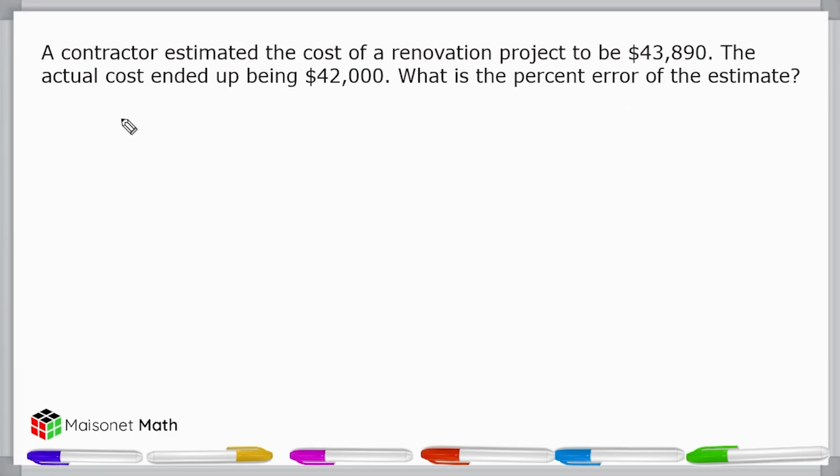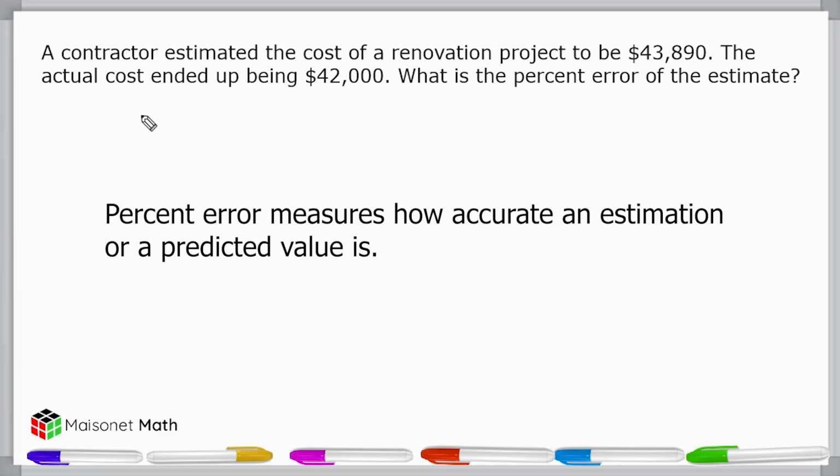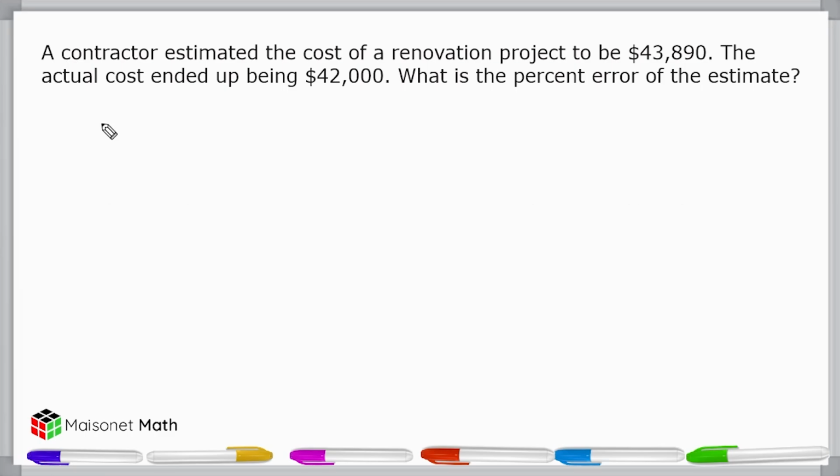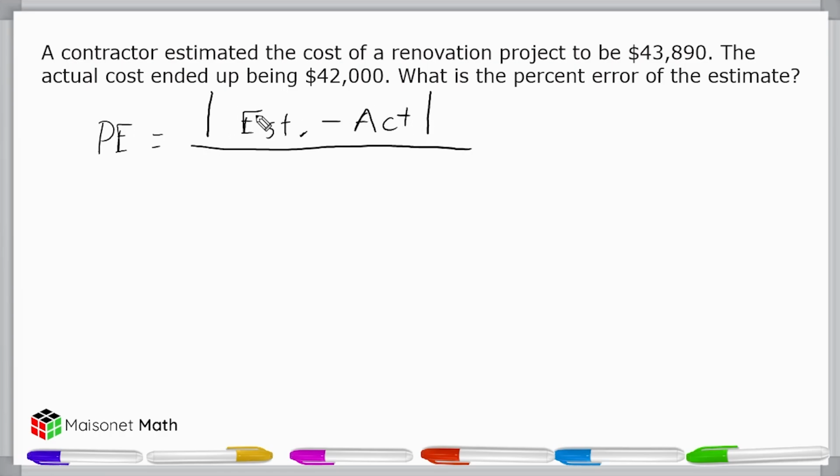All right, first let's clarify what percent error actually means. Percent error is a way of comparing an estimated value to an actual value, giving us a measure of how accurate the estimate is. The formula for percent error is equal to the estimated value minus the actual value, and we take the absolute value of that result. So sometimes you're going to get a negative value, but percent error is always a positive number. So we always take the absolute value of this and divide it by the actual value. And this will give us a decimal value that we convert into a percentage by multiplying by 100.